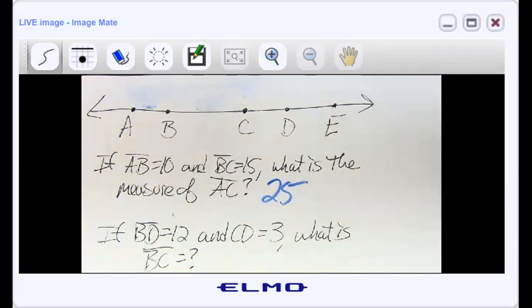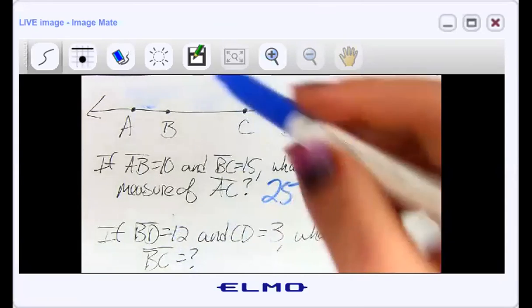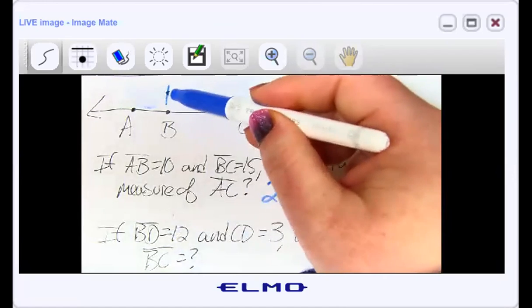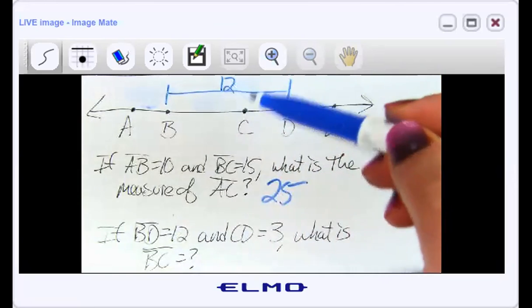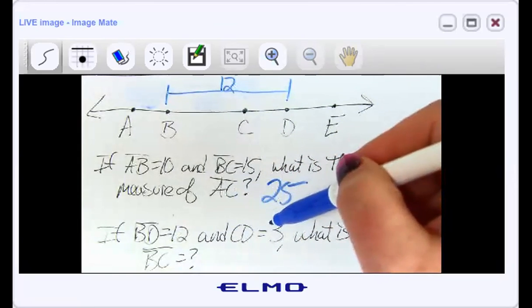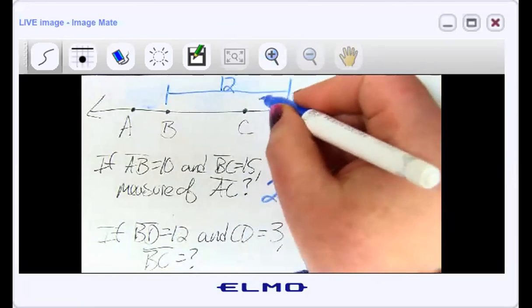Yeah, it's just going to be 9, right? So if you're not given a picture, by the way, just draw yourself one. But in this case, BD is 12. So that means I'm going from here all the way to here. And I know that that value is going to be 12. Then it tells me that CD is 3. So this little piece has to be 3.